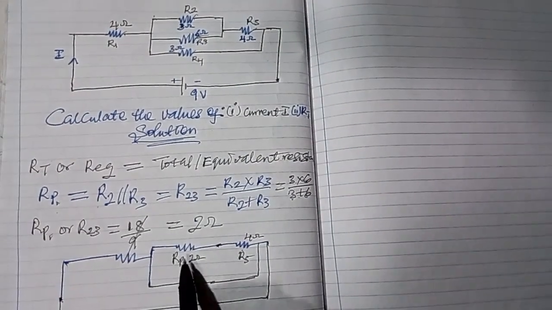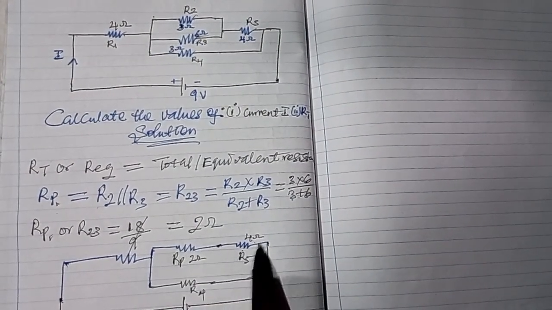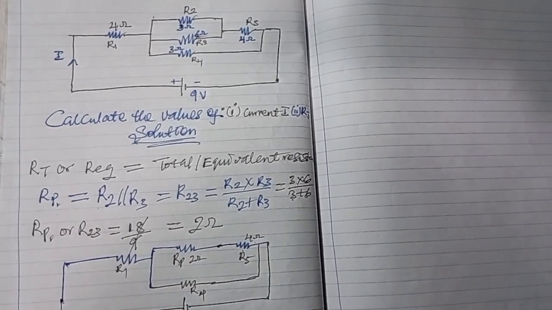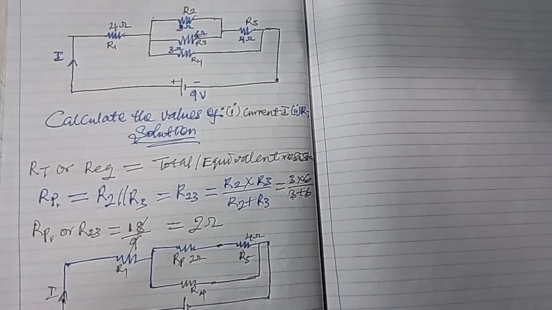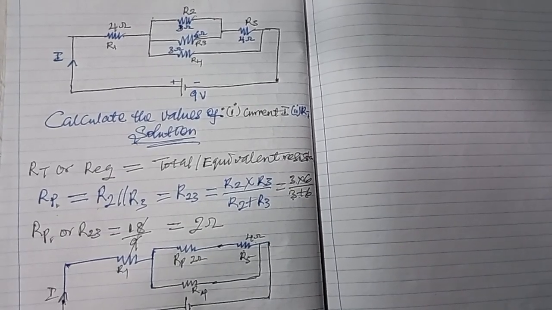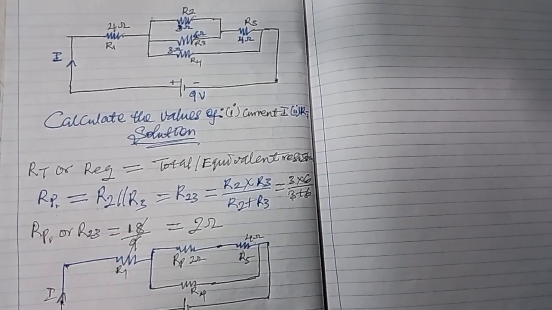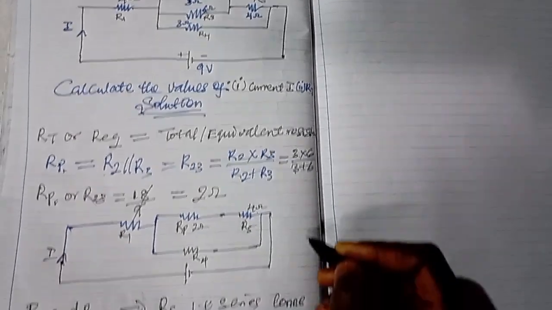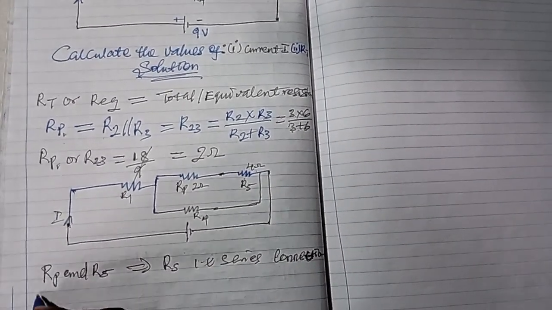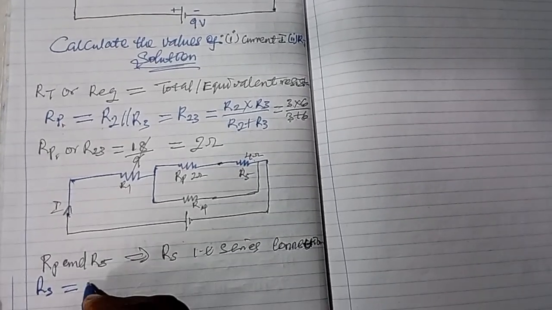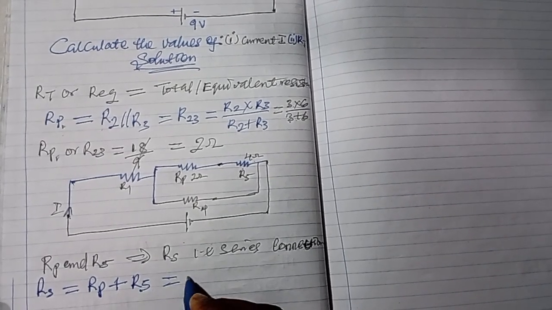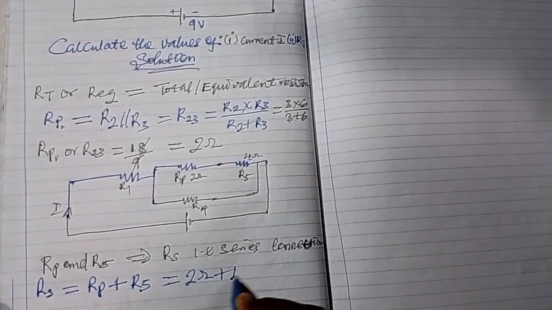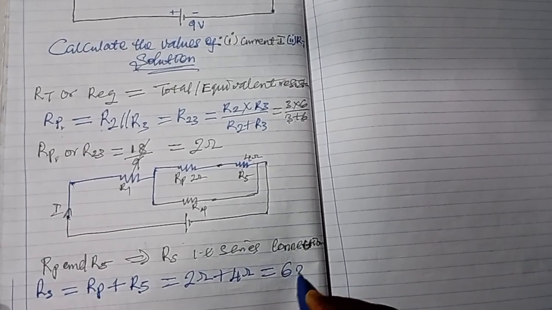Good. So RP and the R5 now, they are in series. Okay. Remember this is your R1. Good. So RP and the R5 is equal to RS. That is series connection. We now have RS is equal to RP, you add when it is series, plus R5, which is 2 ohms plus 4 ohms. We are having 6 ohms.